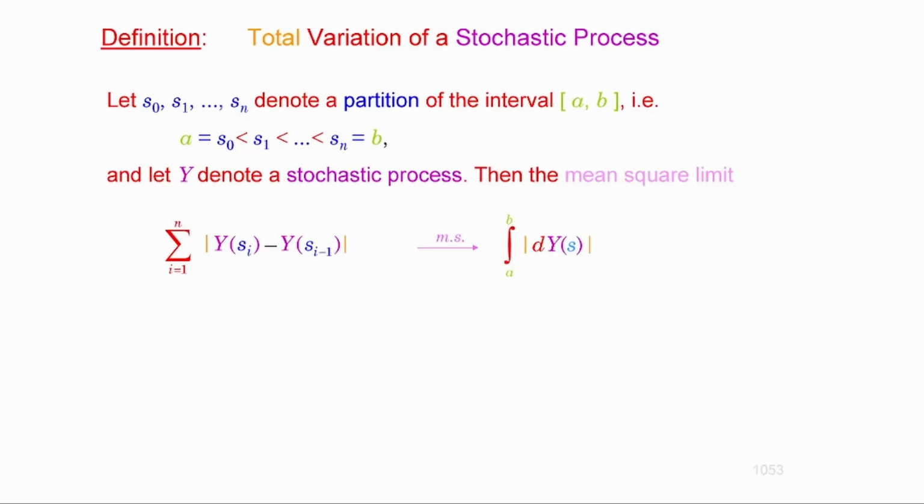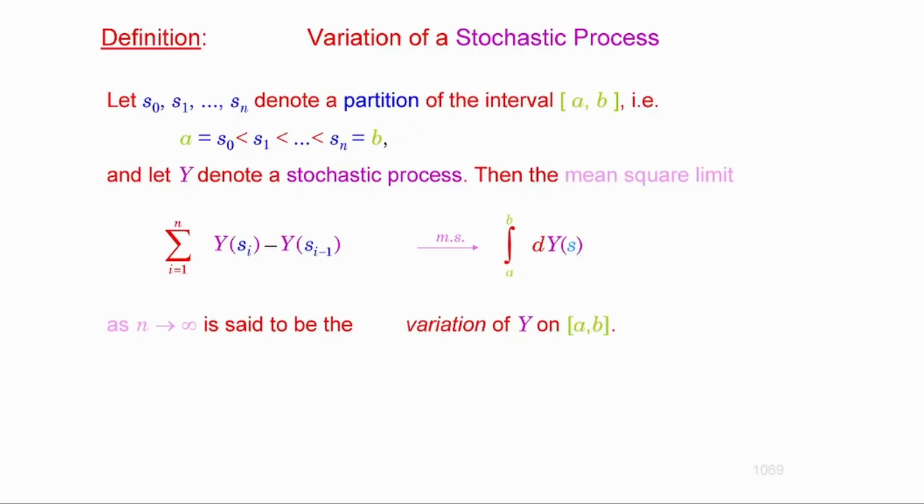Now, this is going to be the case. And of course, if the limit exists, which means that it will be finite, almost surely, then that mean square limit is said to be the total variation of the process on that interval. Based on that, you can also define the quadratic variation too, which I'm going to do. And then after that, we take a break.